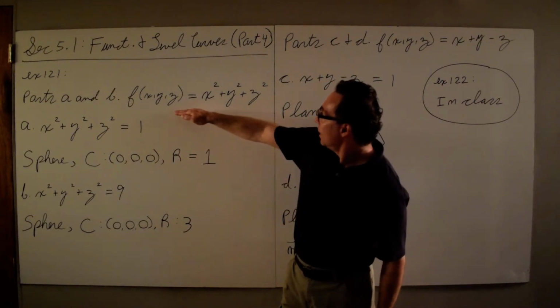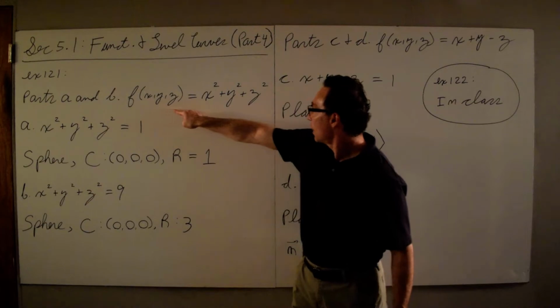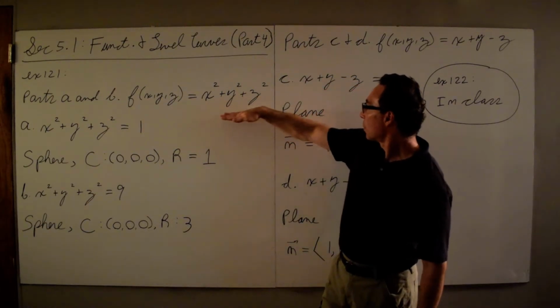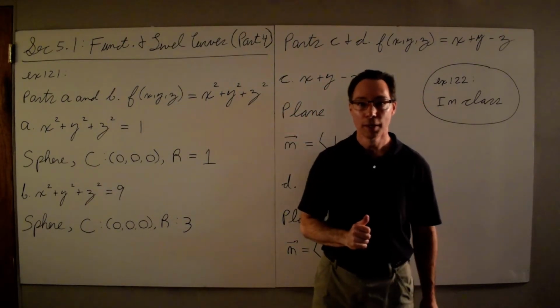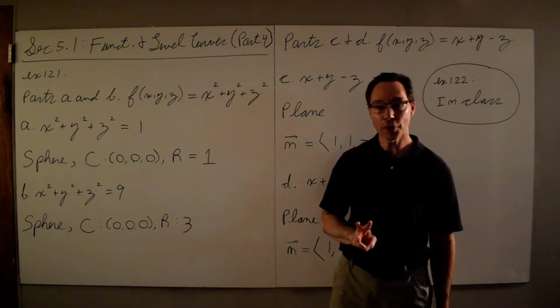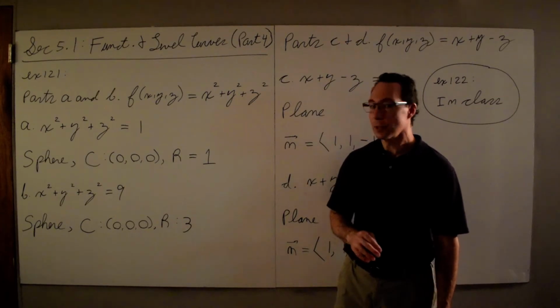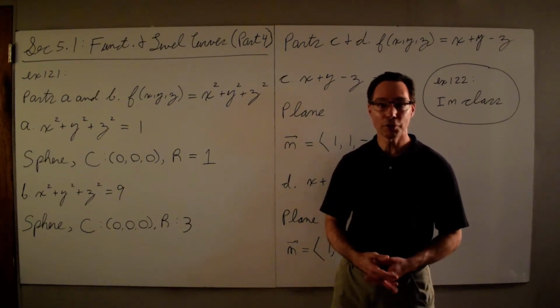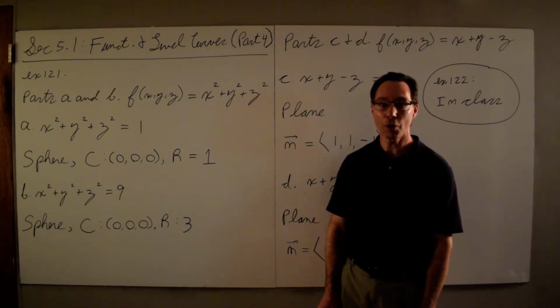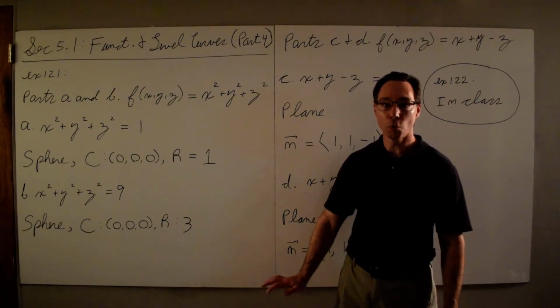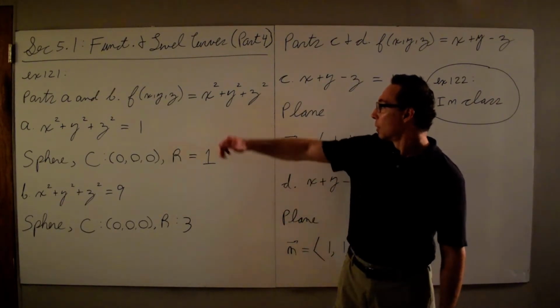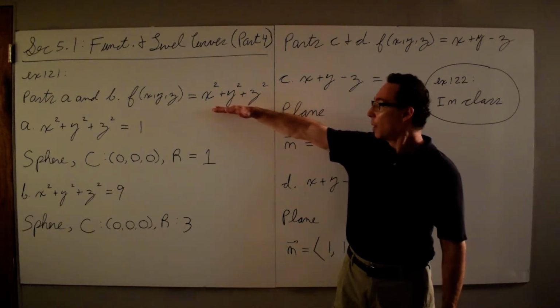For parts A and B, we have the function f of x, y, z is x squared plus y squared plus z squared. Now this is a function of three variables. That means this graph is four-dimensional. So we can't sketch this graph. In fact, it's even hard to imagine what a four-dimensional object looks like. But the graph of this function is four-dimensional.